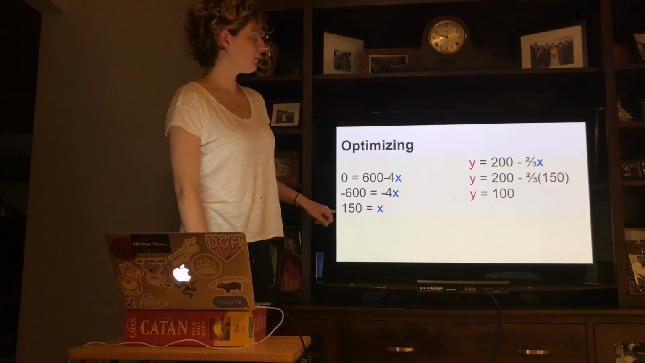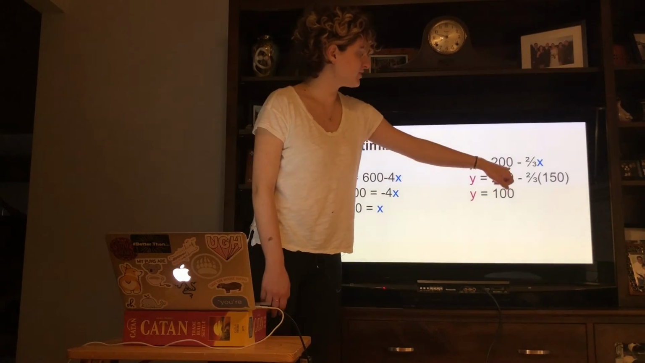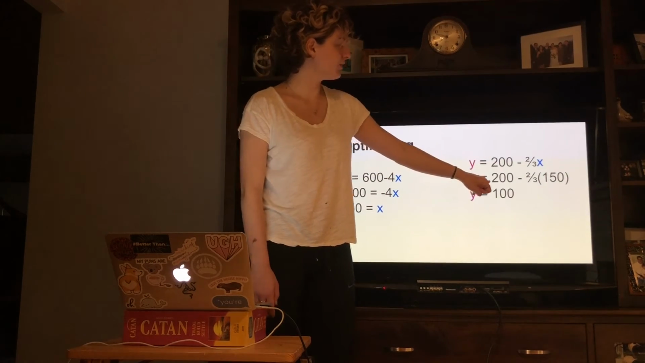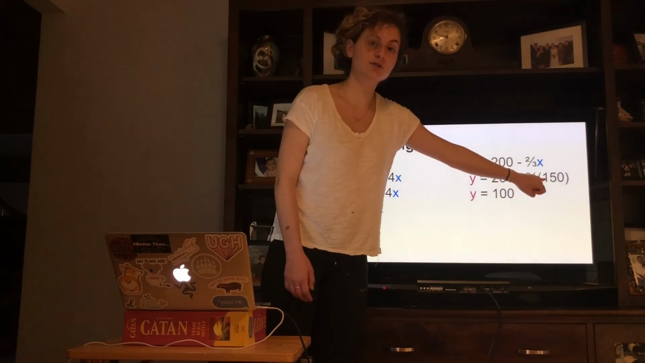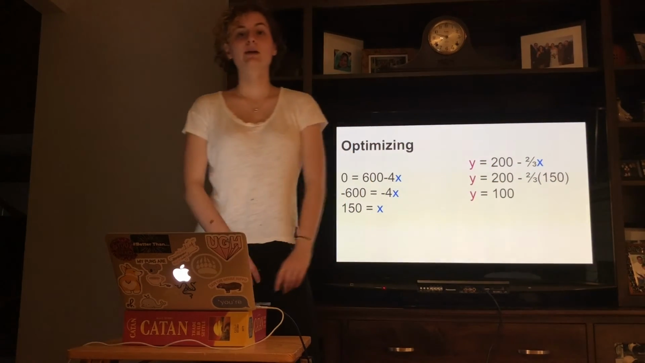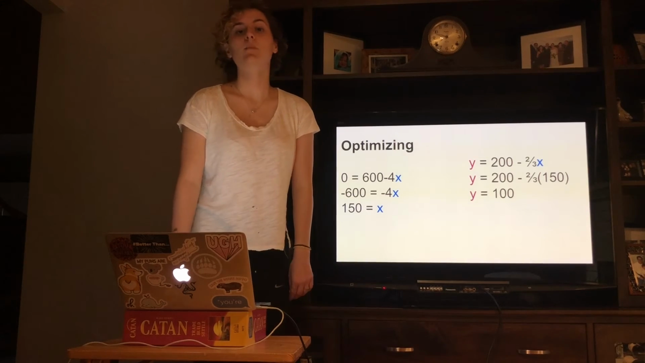We can then plug this into our y equation. Y is equal to 200 minus 2 over 3x. So y is equal to 200 minus 2 over 3 times 150. And finally, y is equal to 100. We can then plug these values into our original area equation to get our maximum area.